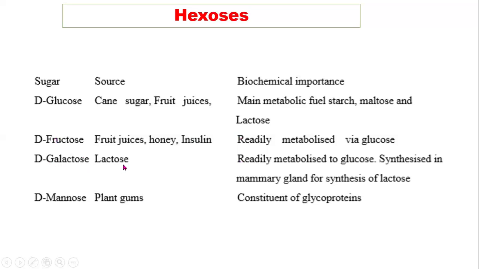What about galactose? It is found from lactose, the sugar in milk. It is readily metabolized to glucose and also synthesized in the mammary gland for the synthesis of lactose. Mammary gland of women, the lactating mother. There's also what we call mannose. It is found from plant gums and is a constituent of glycoproteins.